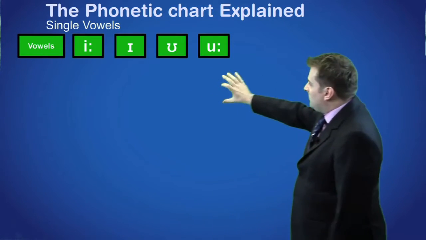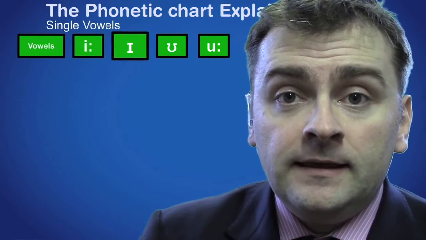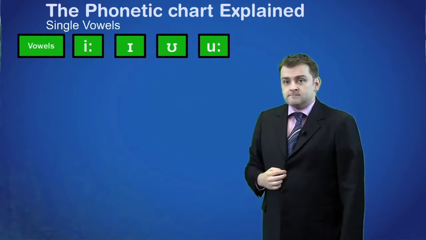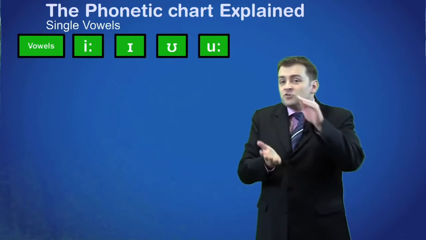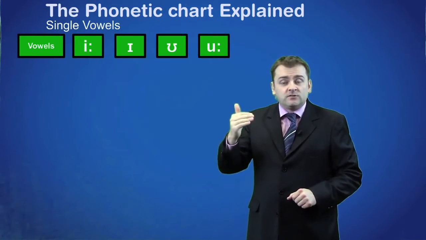On the top row, we have the sounds E, I, U, and oo. With all these sounds, the mouth is almost closed and the sound is made at the top of the mouth. That's why they're on the top row.